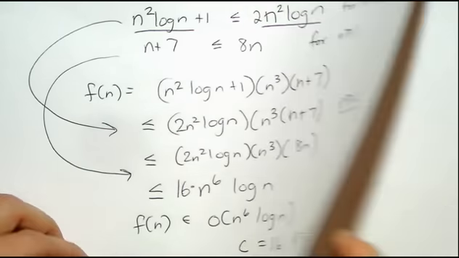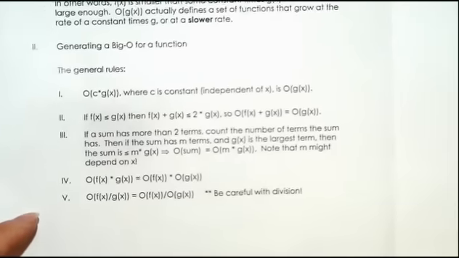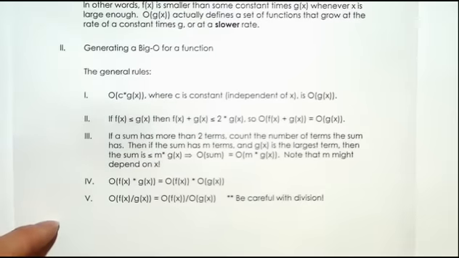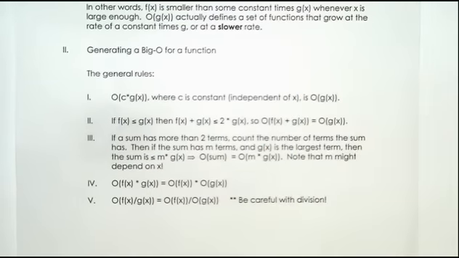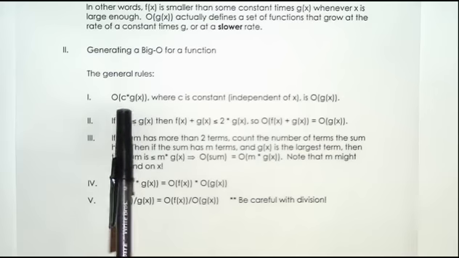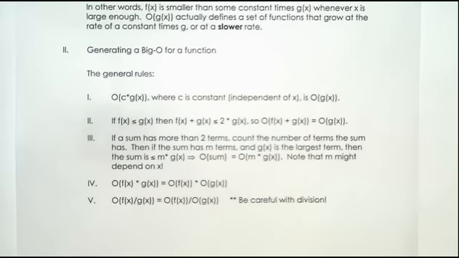Okay, let's look at a couple of other rules. So here's a few rules that are in your packet on page 9. This is packet 4, page 9. All right, so if you multiply a function times a constant, then it's in the big O of itself, just taking that constant off. So like 4n squared is in big O of n squared. So constants are basically disregarded.